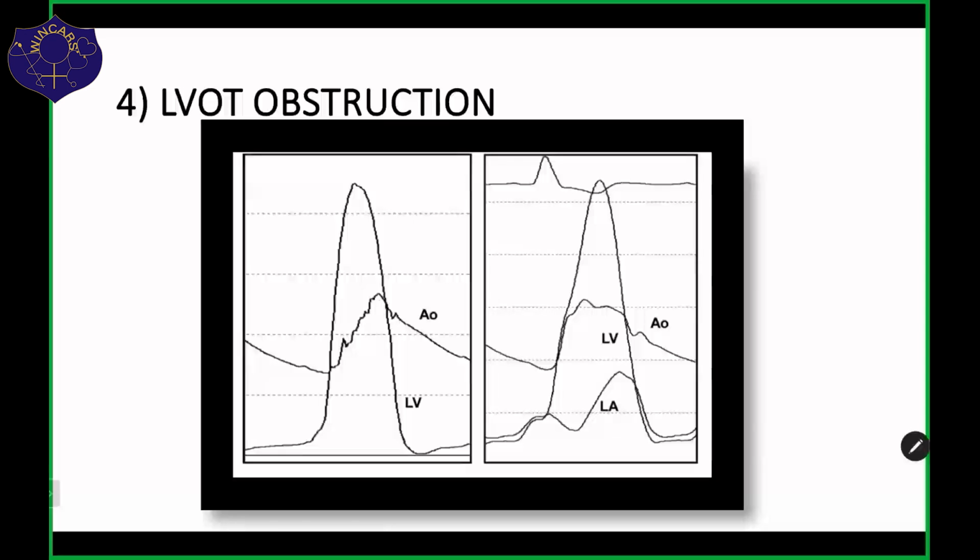And in the second, on the right side, in the aortic tracing, we can see a spike and dome pattern, sir. Even the left atrial pressure is increased. So it is mostly some dynamic obstruction which is seen, sir.